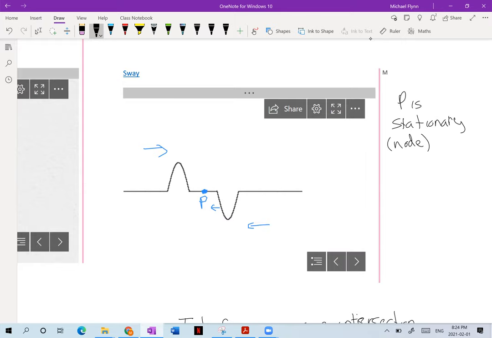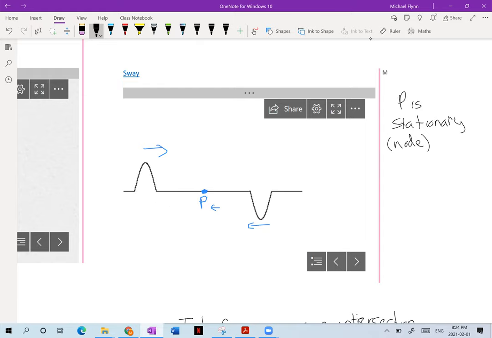Now, in the case of a crest and a trough, you get what's called destructive interference. They don't have to cancel out completely, like these ones do because they're the same size. If I had a bigger crest and a smaller trough, they wouldn't cancel completely, the crest would win, but it would still get smaller, okay?